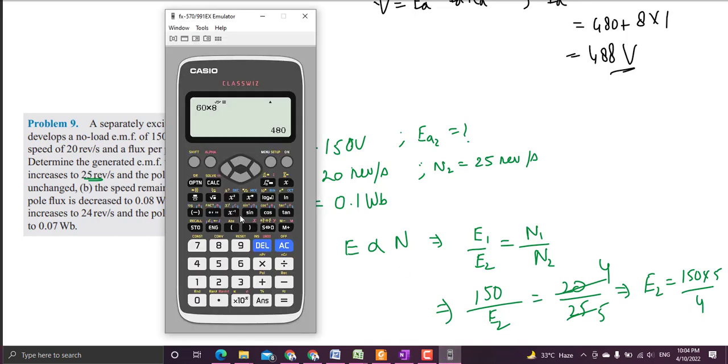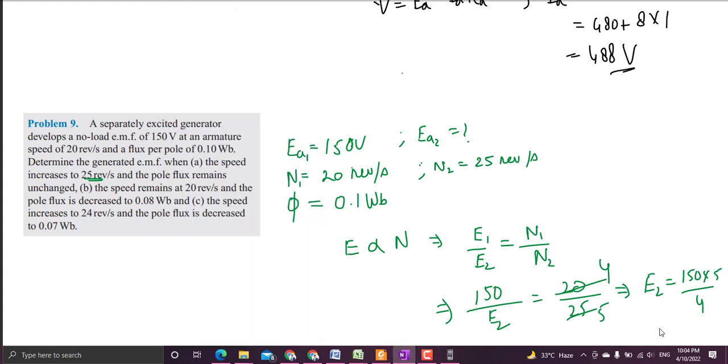Okay, so you can write here 150 into 5 divided by 4. So this is 187.5 volt. So E2 I get as 187.5 volt. So this we got. Okay, this was the part A solution. So generated EMF, determine the generated EMF when the speed increases to 25 revolution per second and the flux will remain unchanged.